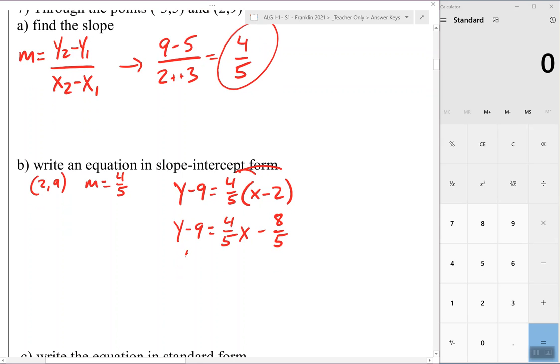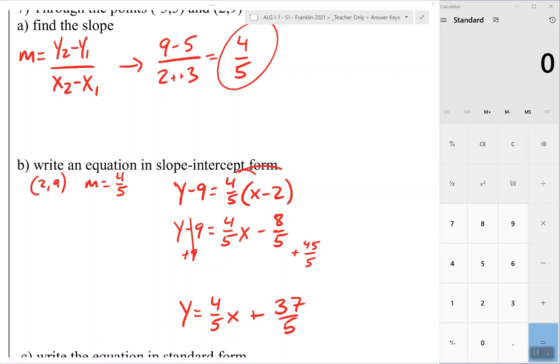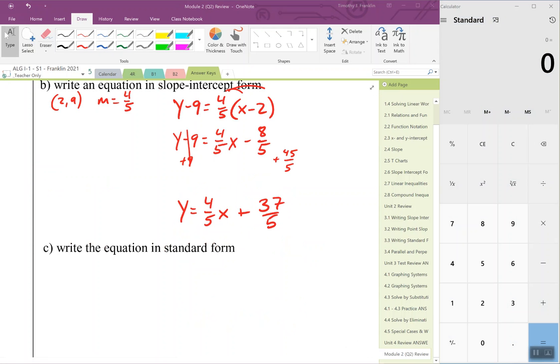And now we'll add 9, which to change that to fifths, that would be 45 over 9, or 45/5, sorry. So we end up with y equals 4/5 x plus, and then 45 minus 8 is 37/5. Okay, not the nicest looking equation there, but that's okay.